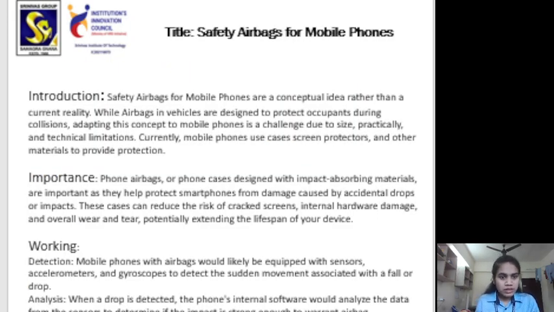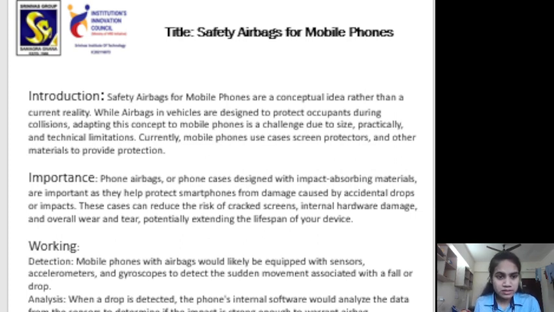Introduction. Safety airbags for mobile phones are a conceptual idea rather than a current reality. While airbags in vehicles are designed to protect occupants during collisions, adopting this concept to mobile phones is a challenge due to size, practical and technical limitations. Currently, mobile phones use cases, screen protectors, and other materials to provide protection.